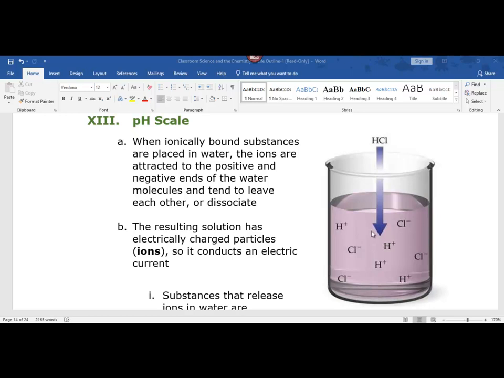When you put hydrochloric acid into a solution, you get hydrogen ions and you get chloride ions. So here's the negatives. A negative is called an anion. A positive is called a cation with a C, but they're all ions or electrolytes.